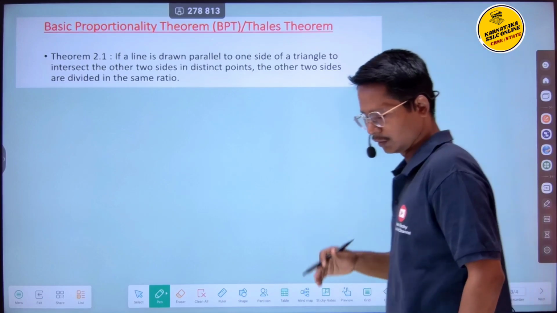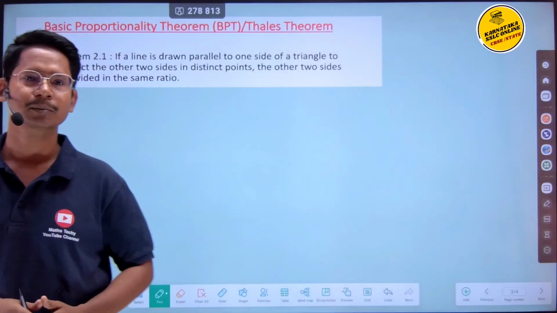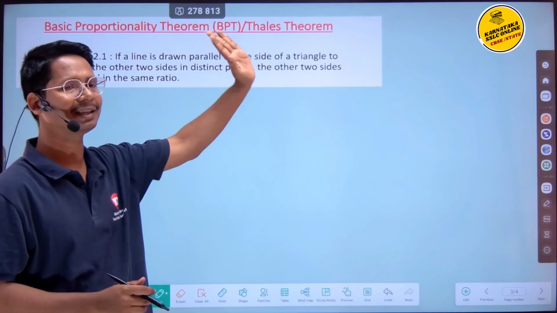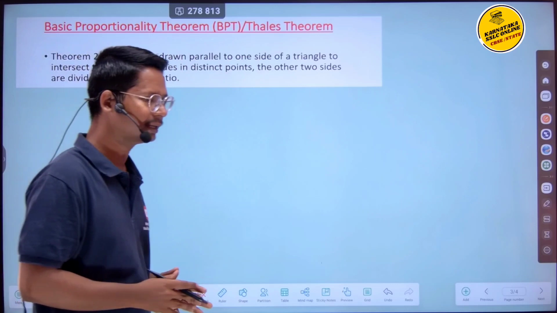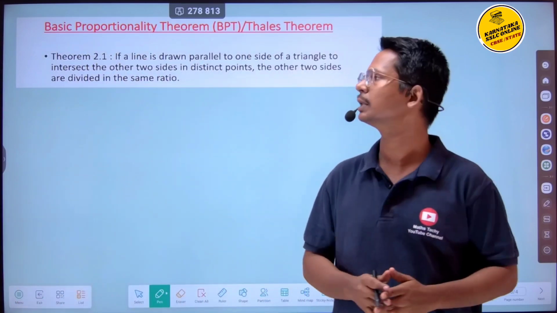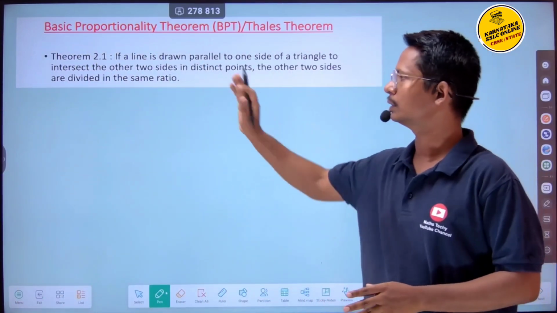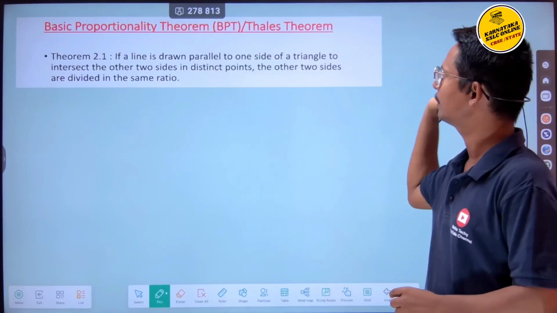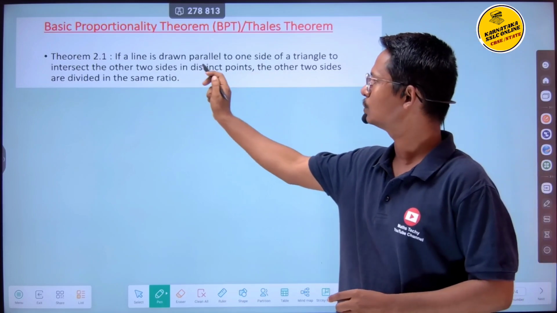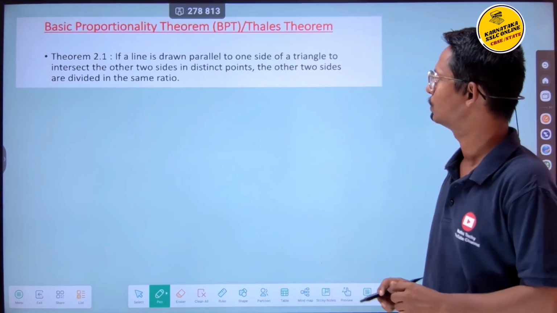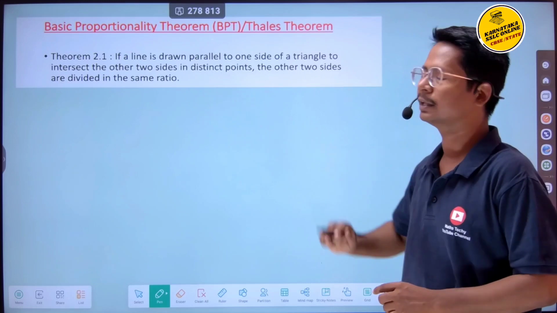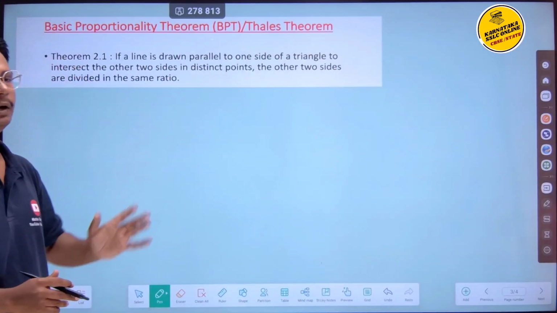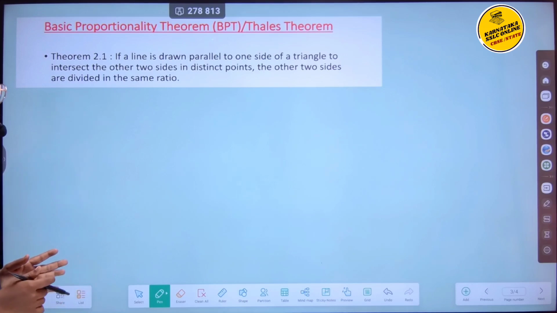Next one. Very important: the basic proportionality theorem, BPT in short. It is also called Thales theorem because it was introduced by the mathematician Thales. The theorem states: if a line is drawn parallel to one side of a triangle to intersect the other 2 sides in distinct points, the other 2 sides are divided in the same ratio. You need to break this statement down in order to understand what it is saying.